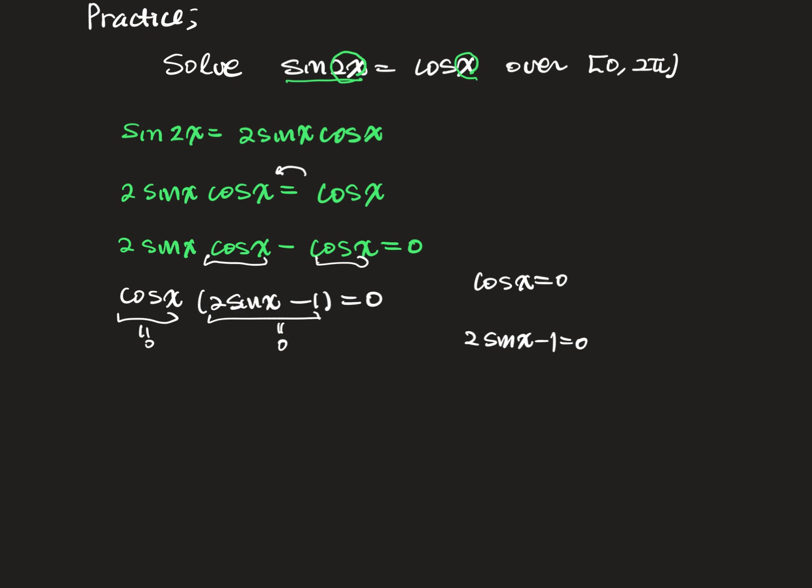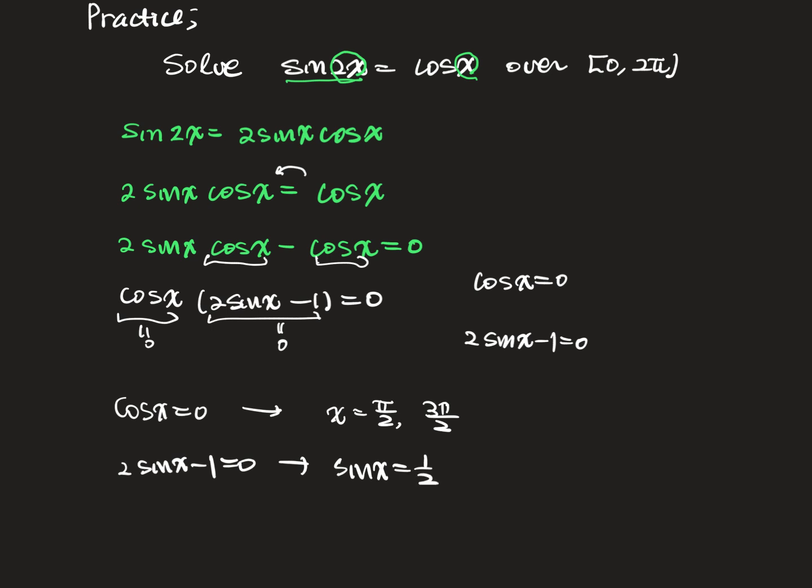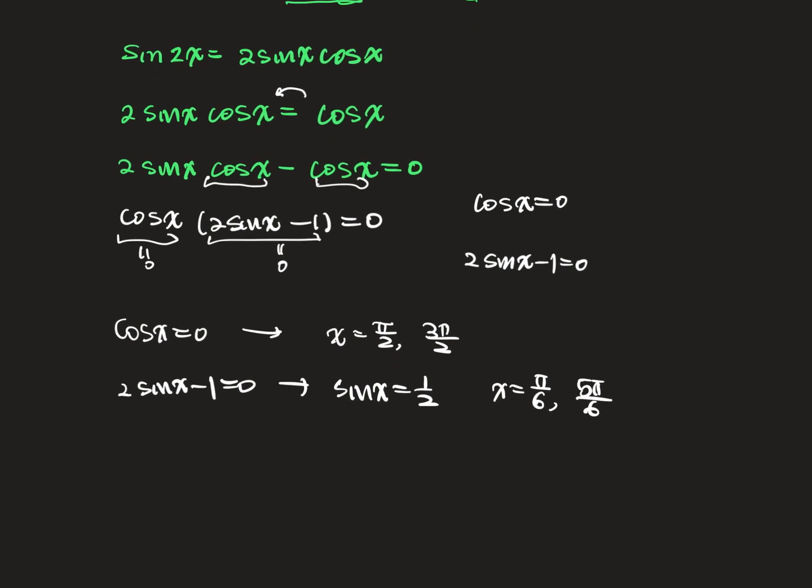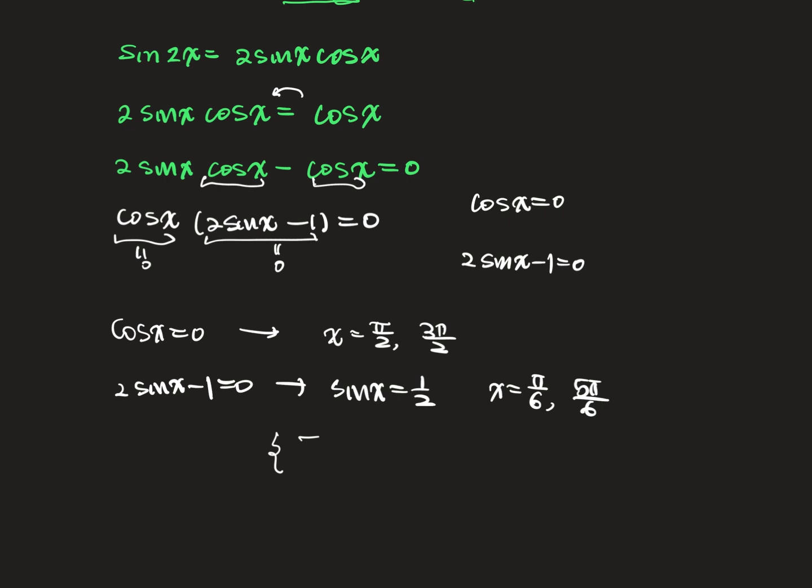In this case, cosine x equals 0. What is the x value between 0 and 2 pi? X equals pi over 2 and 3 pi over 2. How about the second one? 2 sine x minus 1 equals 0, meaning sine x equals 1 half. Which quadrants? Quadrant 1 and quadrant 2. So x equals pi over 6 and 5 pi over 6. You have four answers: pi over 6, 5 pi over 6, pi over 2, 3 pi over 2.